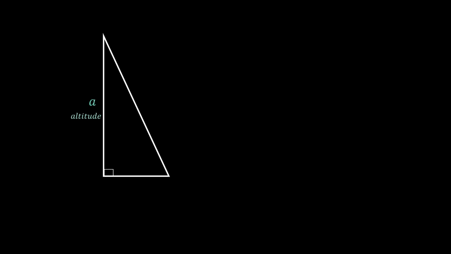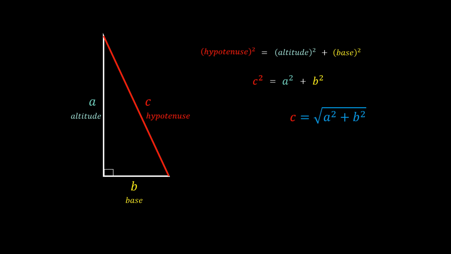Okay, so for a right angle triangle with the altitude side A, the base side B, and the hypotenuse side C, the Pythagoras theorem says that the hypotenuse power 2 equals the altitude power 2 plus the base power 2. That means C power 2 equals A power 2 plus B power 2. If you want to find the length of the hypotenuse, add A power 2 plus B power 2 under the square root directly. Or if you want to find the altitude side, subtract B power 2 from C power 2 under the square root. And if you want to find the base side directly, subtract A power 2 from C power 2 under the square root.